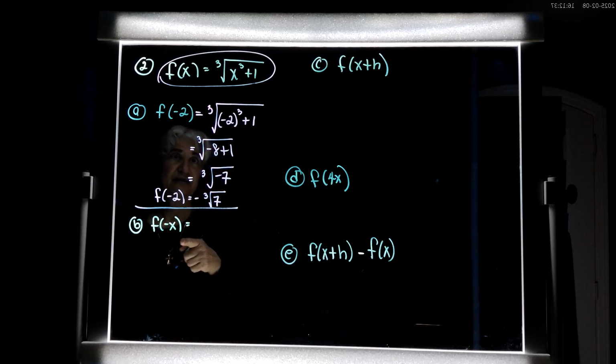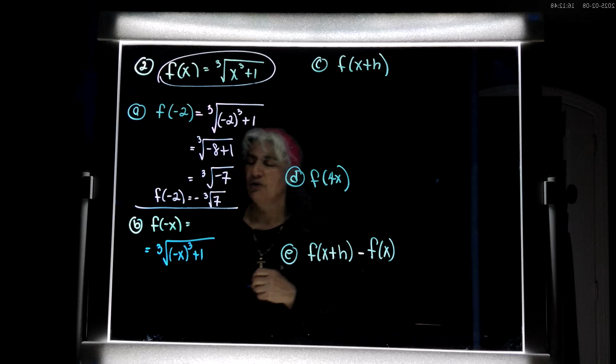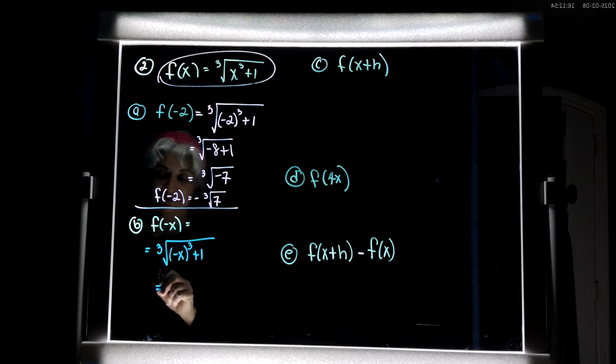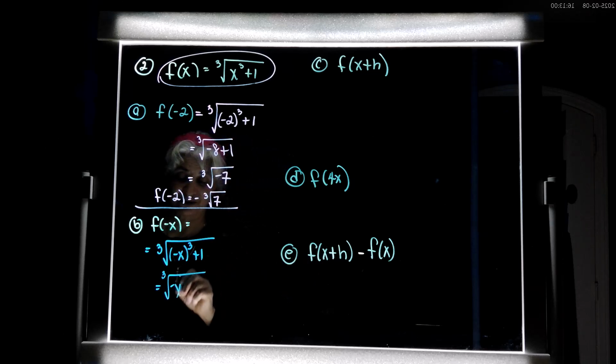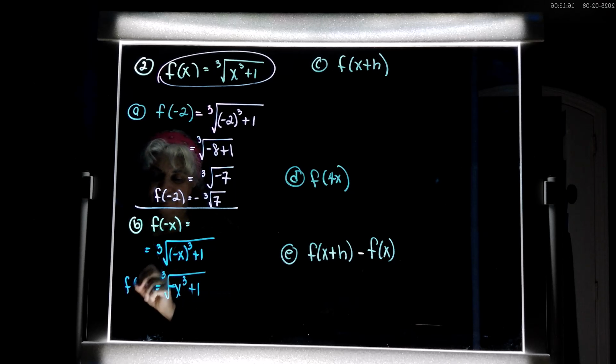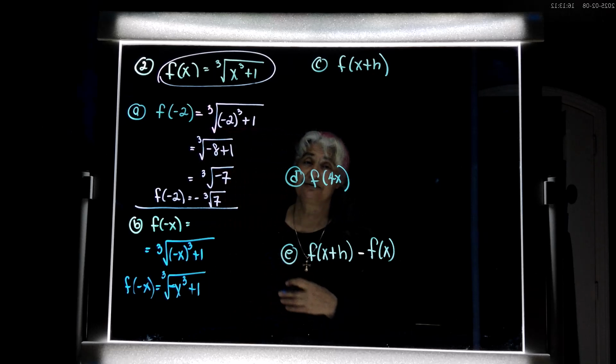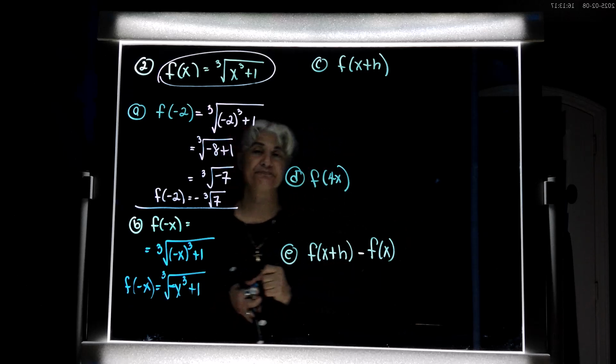Okay. Let's look at letter B. So you're plugging in -x. Got it. So it's going to be the cubed root of -x to the power of 3 plus 1. All right. Well, what's -x to the power of 3? You know it's going to be negative. And x cubed is still x cubed plus 1. So can I simplify that cubed root? Nope. You end up with the cubed root of -x cubed plus 1. All right, so be it. I'm not going to mess with it.